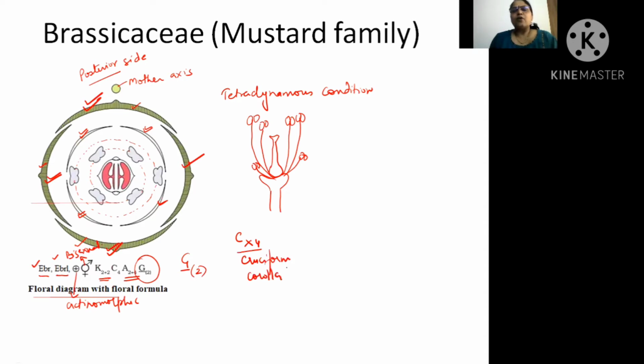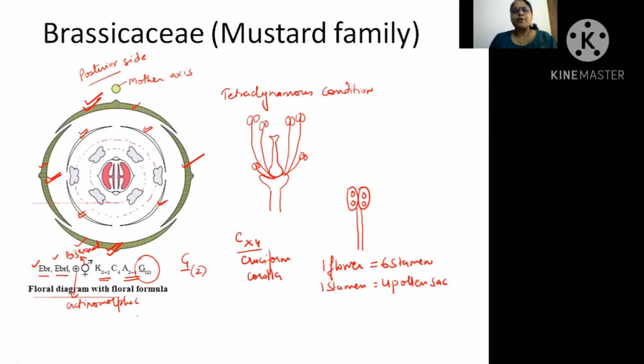Clear? Now, once again, come to the stamen. See here in the stamen, this is the filament and these are the two anther lobes. Each anther lobe is having two pollen sacs. So we can say that one flower has a total of 6 stamens and one stamen has a total of 4 pollen sacs. Clear, beta? I think this much is clear to you.